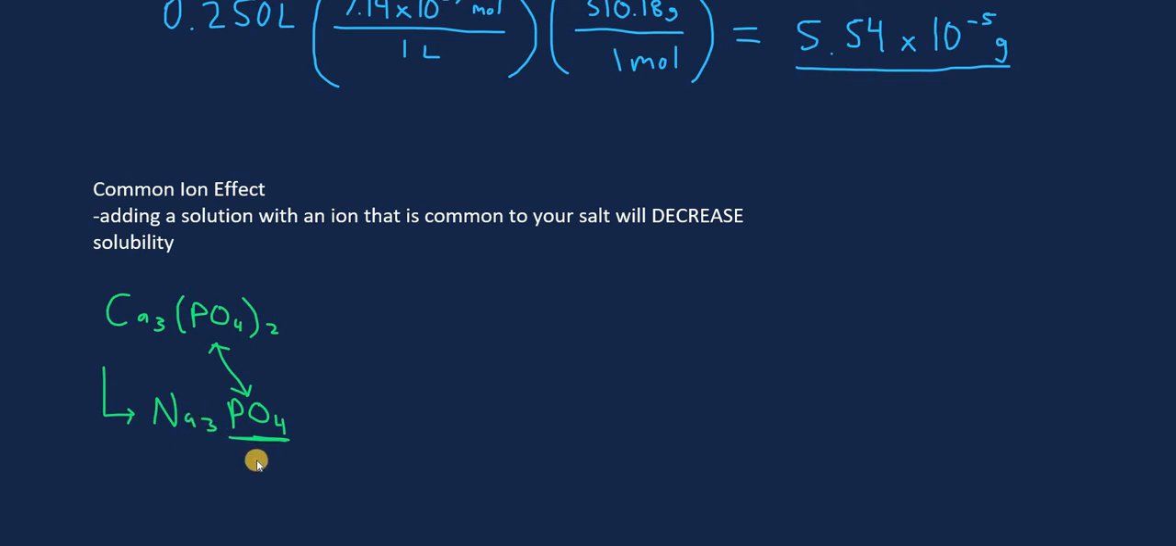And that's really down to the Le Chatelier principle. If you add more phosphate, you're increasing the concentration of your products, which are your ions. And when you do that, you push the reaction in the reverse direction. And in this case, the reverse direction favors the production of the solid, which decreases solubility.